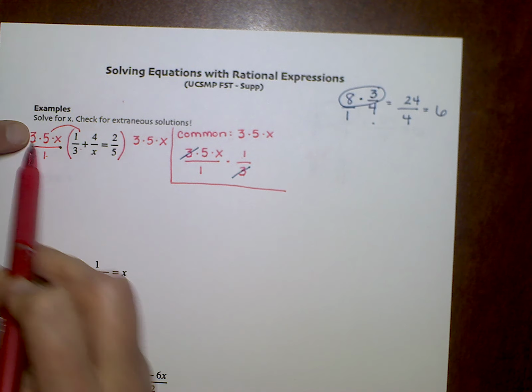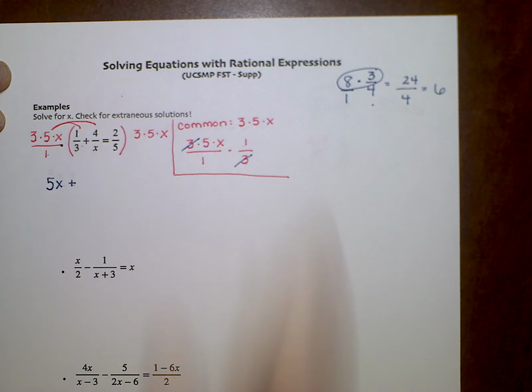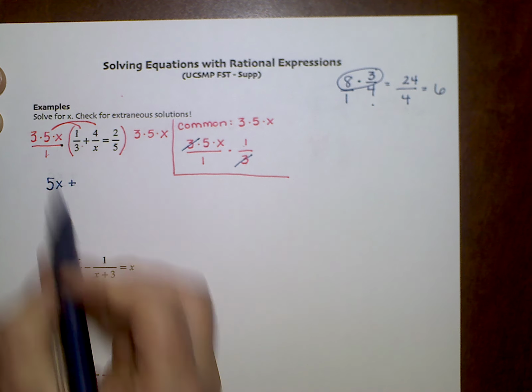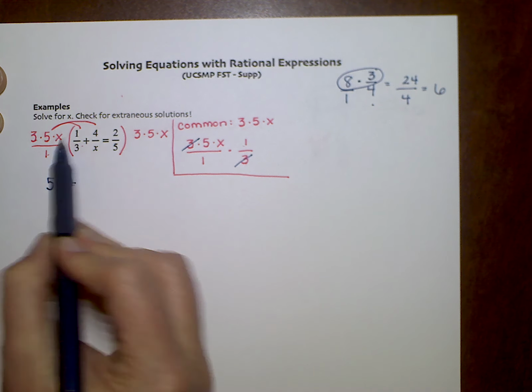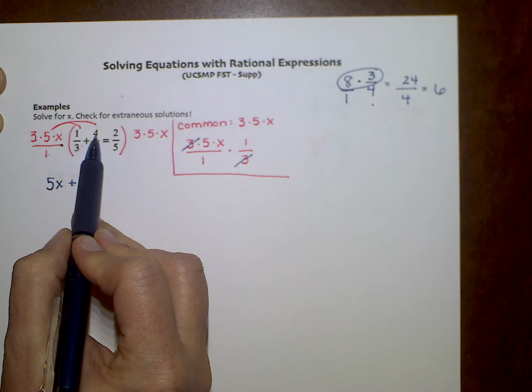Now, let's do the same thing with the 3 times 5 times x times the 4 over x. So I have 3 times 5 times x times 4, but then I'm dividing by x. So what that means is my x is going to cancel, right? This x is going to cancel with this x, and what I'll really have now for this term is 3 times 5 times 4, which is 60.